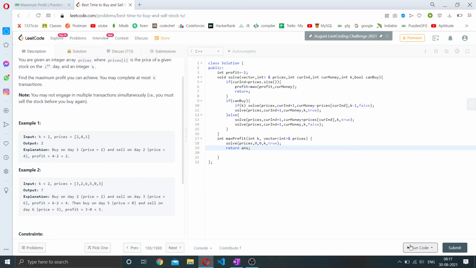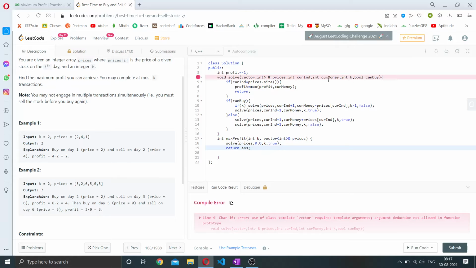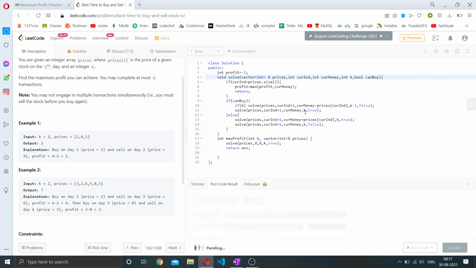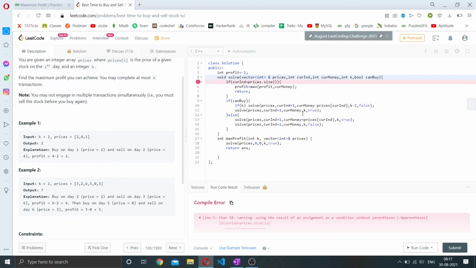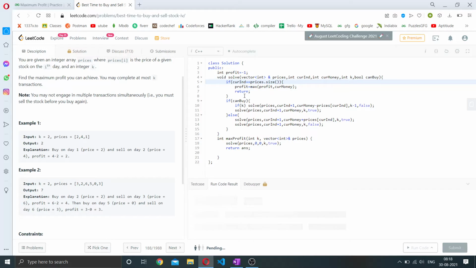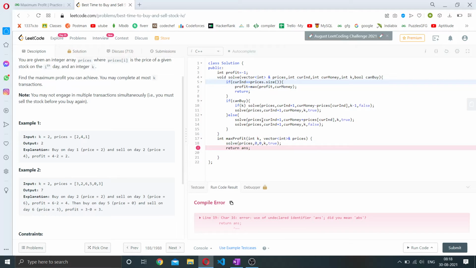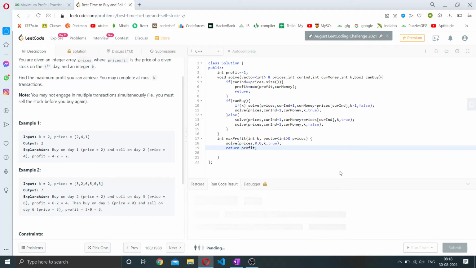Let's try to run the code on test cases. So we have an error. Okay, what is our error? Okay, this is a typing error. Okay, let's try to submit. Okay, this will be a profit.